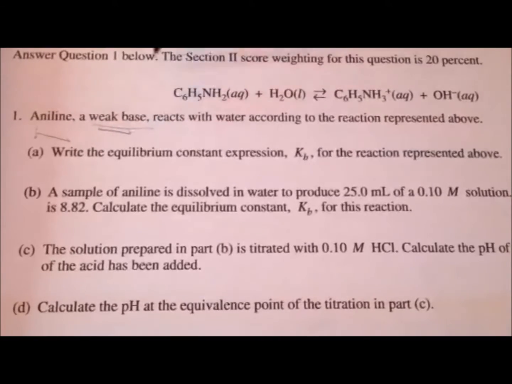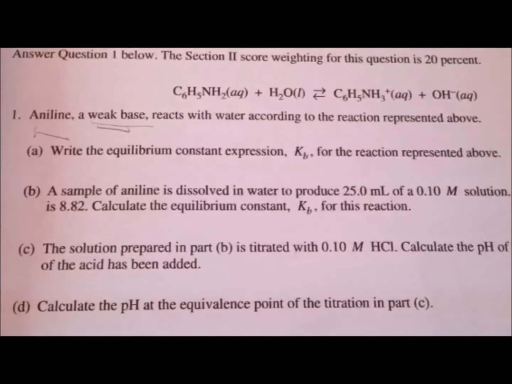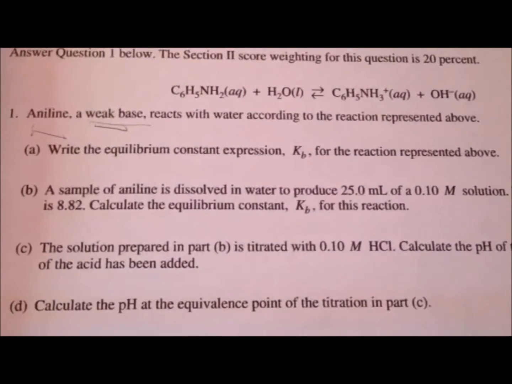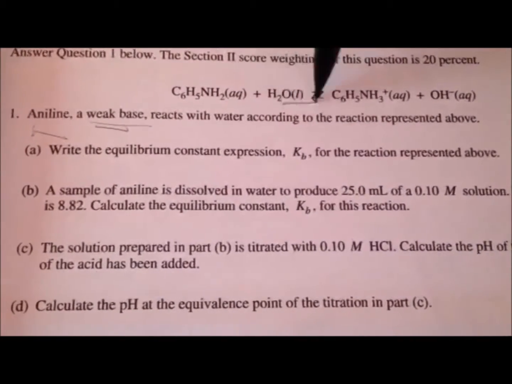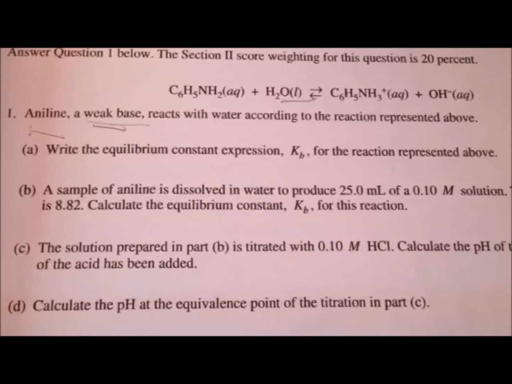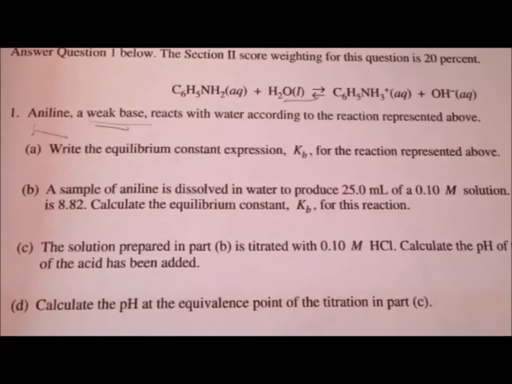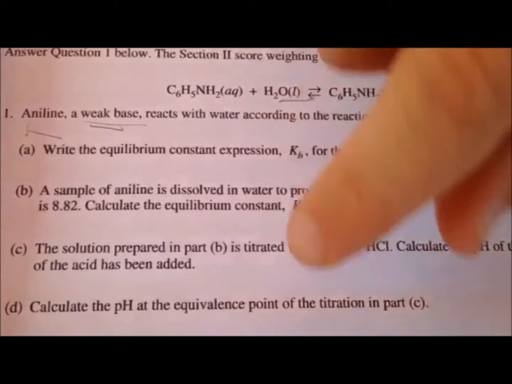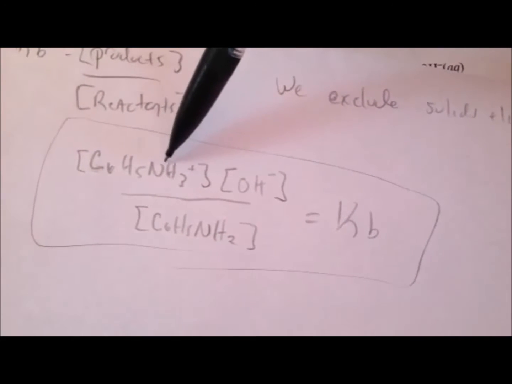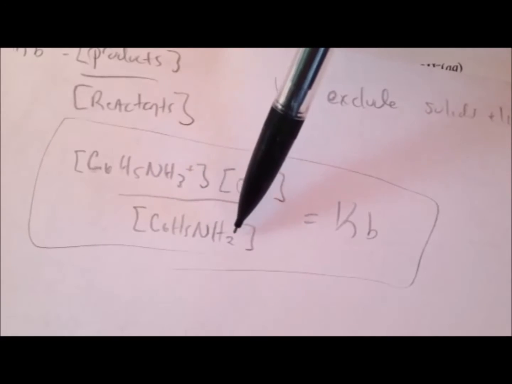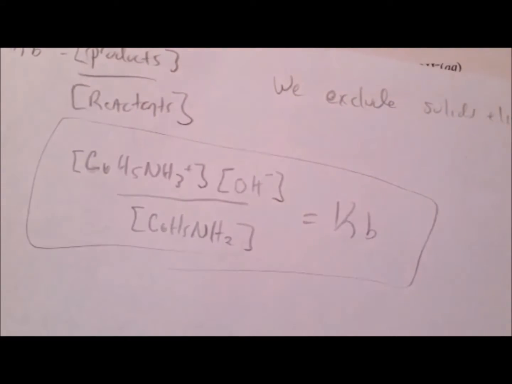Now, since we are working with a weak base, anytime you see that, you should think possible buffer system and always try using an ICE chart. In an equilibrium constant expression, we omit solids and liquids and only include the aqueous solutions in this case. In the expression, it is always products over the reactants. We are working with a base, so the constant expression is Kb. Conveniently, they already gave us the equation, so our answer to part A is C6H5NH3+ times the molarity of hydroxide over C6H5NH2 equals Kb.